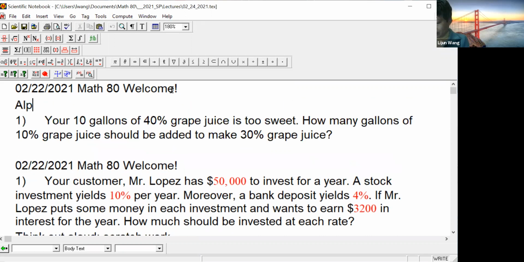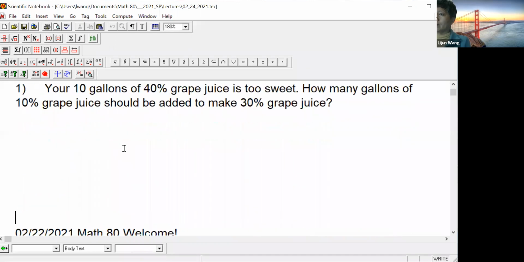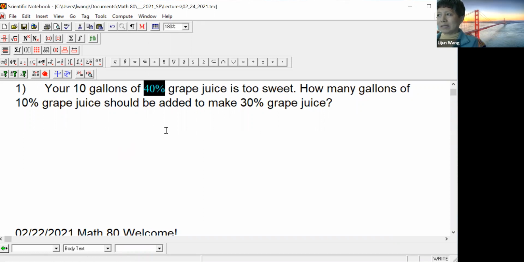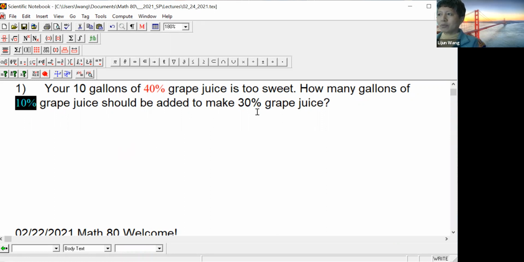Alpha 3. Your 10 gallons of 40% grape juice is too sweet. How many gallons of 10% grape juice should be added to make 30% grape juice?